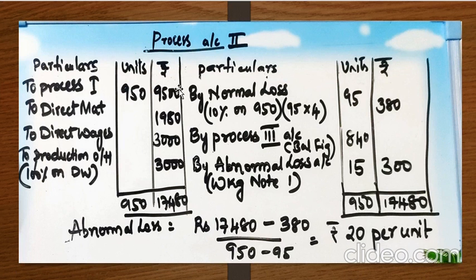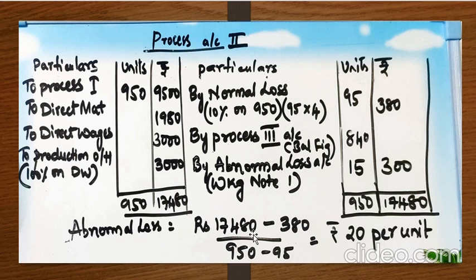total cost, that is your 9,500 plus 1,980 plus 3,000, which will give you 17,480. So 17,480 is your total cost. Total cost minus normal loss value. How much is your normal loss value? 380. Divided by 950, the number of units. The total number of units is 950 minus normal loss units. How much are your normal loss units? 95. So total cost minus normal loss value, divided by number of units introduced minus your normal loss units.